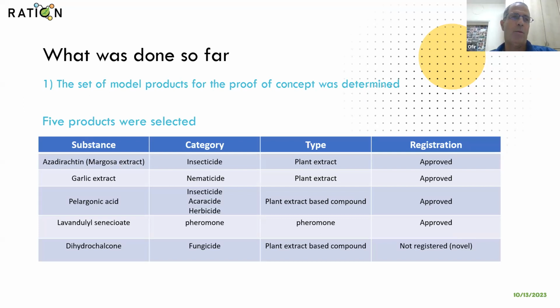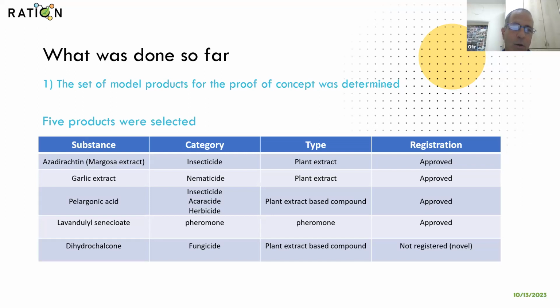So the set of model products for the proof of concept was determined. We have 5 products selected, and you can see them here in the table. I would go through and show you. On the left, the column on the left, we have the substance of the product. We have azadirachtin, garlic extract, pelargonic acid, lavandulyl senecioate, and dihydrochalcone.